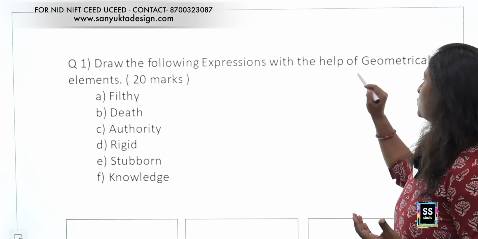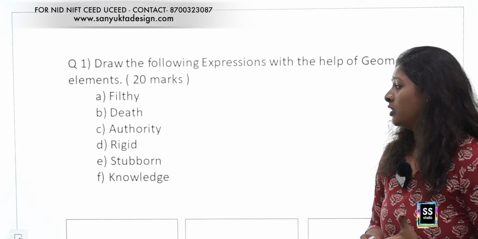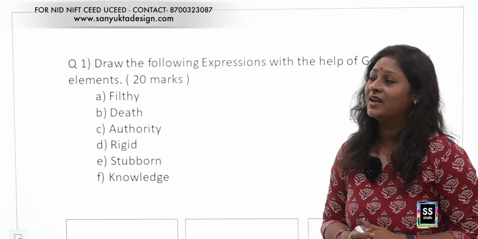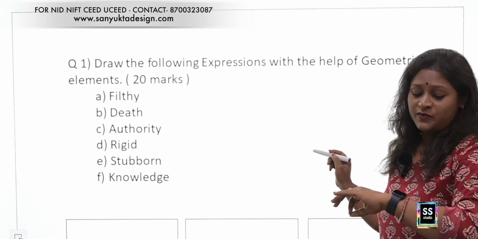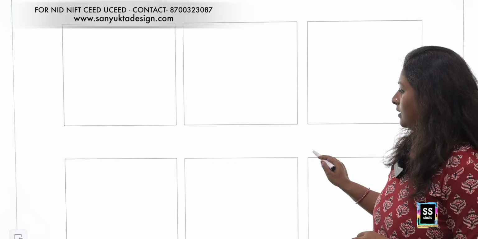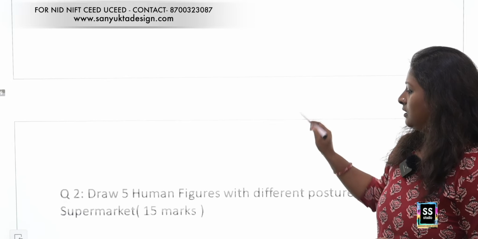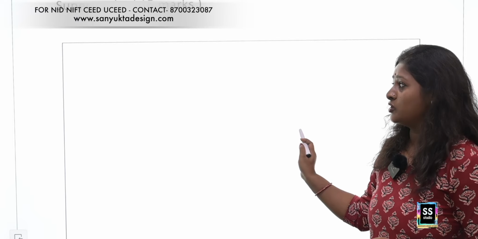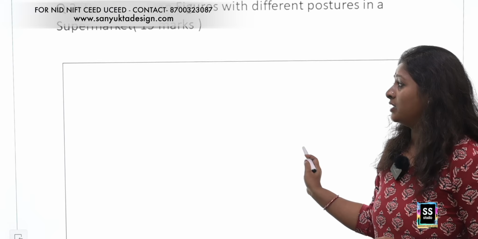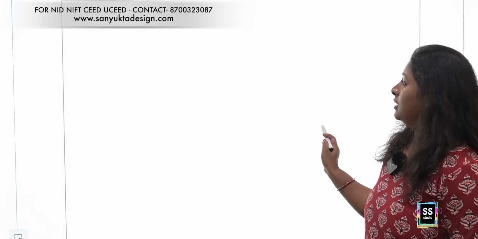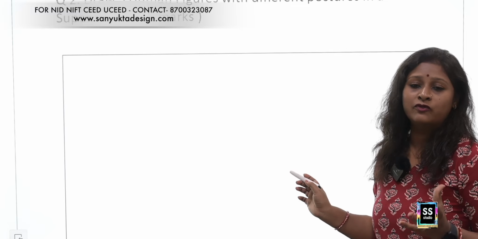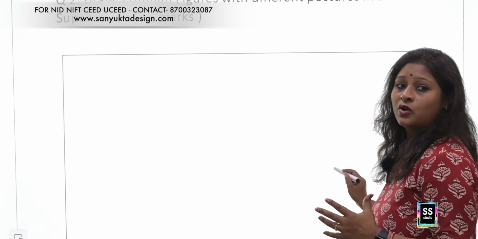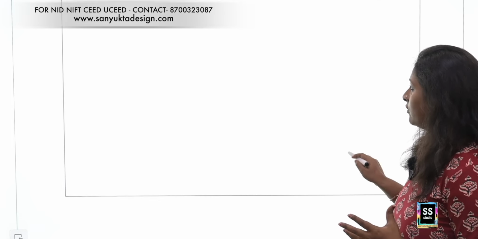22. Now let's come back to our subjective questions. Draw the following expressions with the help of geometrical elements. These are your emotions that you're going to show. Which topic is this from? These are from line and shape psychology. Now again, draw 5 human figures with different postures in a supermarket. This type of question you usually get in your paper and the space is already provided. Here you need to know the proportions of the human figure. You need to know how to draw the postures. Again, we have all the videos on our YouTube channel.